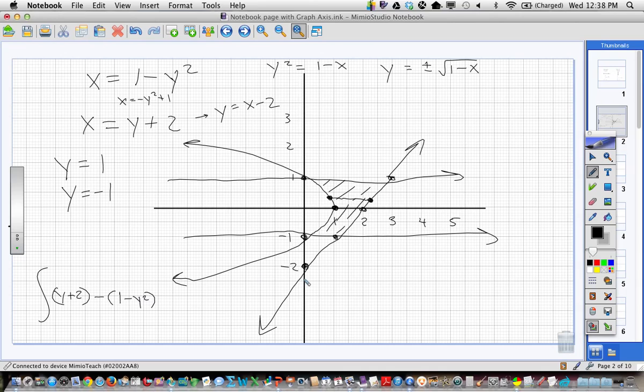And those strips would fill the space from where to where? Negative 1 to 1. The strips would fill the space from negative 1 to 1. Okay, so the integral would go from negative 1 to 1. And that would be it. There's our dy. And we can type that in, and what is it, like 125 over 6?